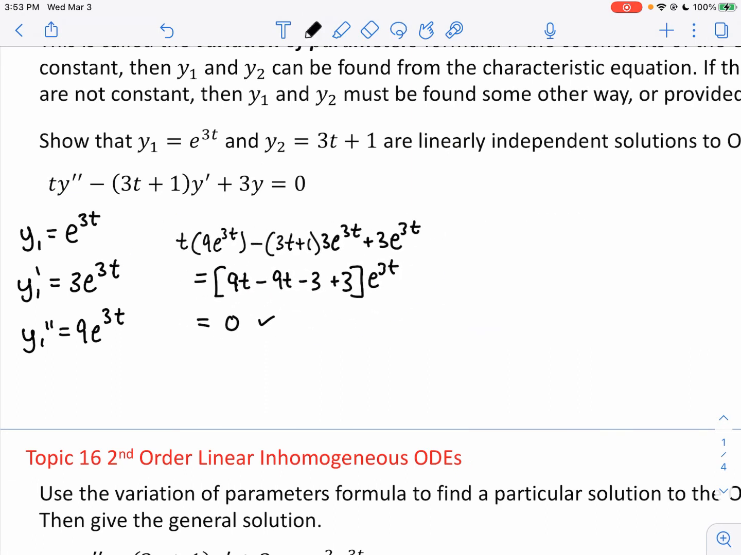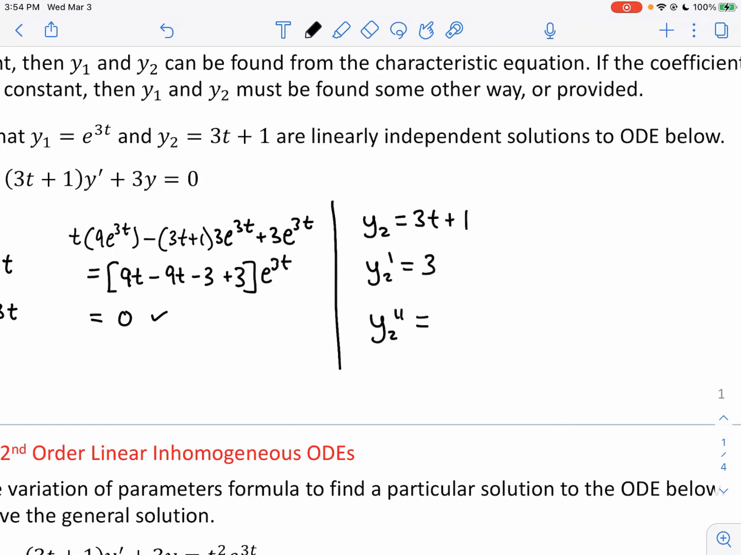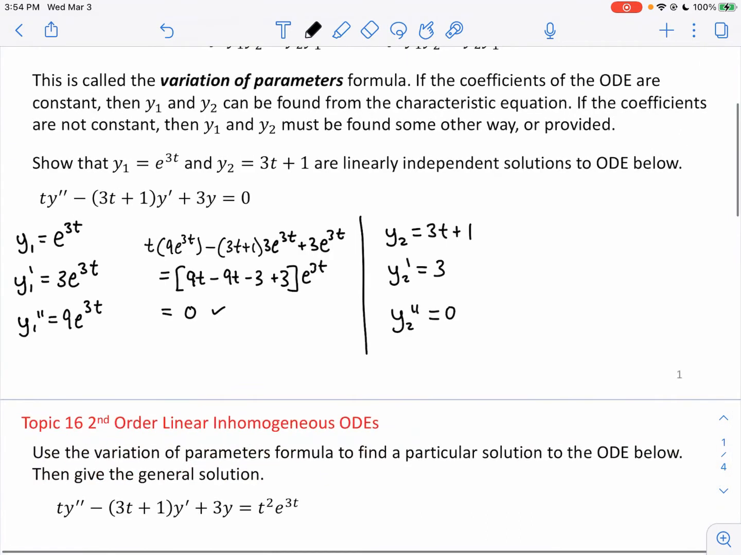Okay, now let's verify the other one. Okay, y2. y2 is equal to 3t plus 1. So y2 prime is just 3, and y2 double prime is 0. So this should be fairly straightforward to verify.